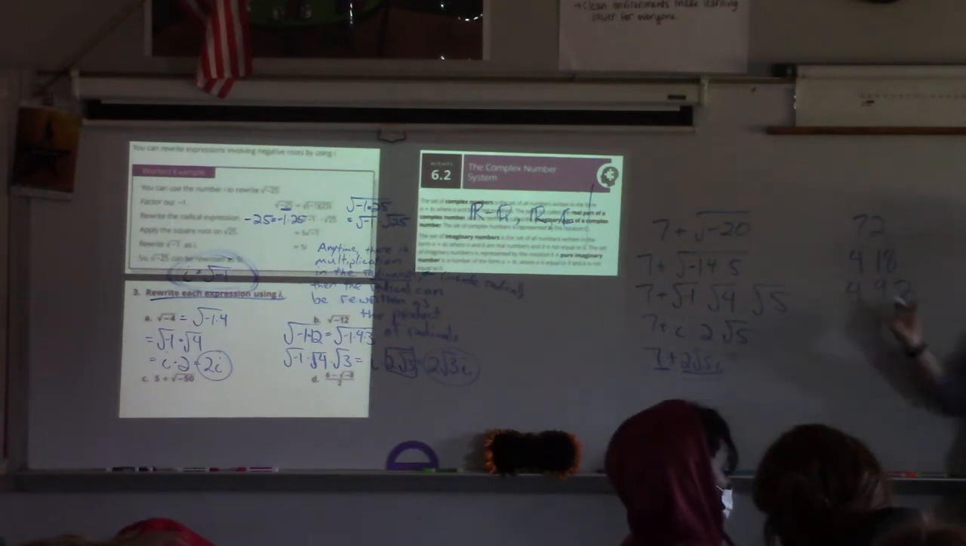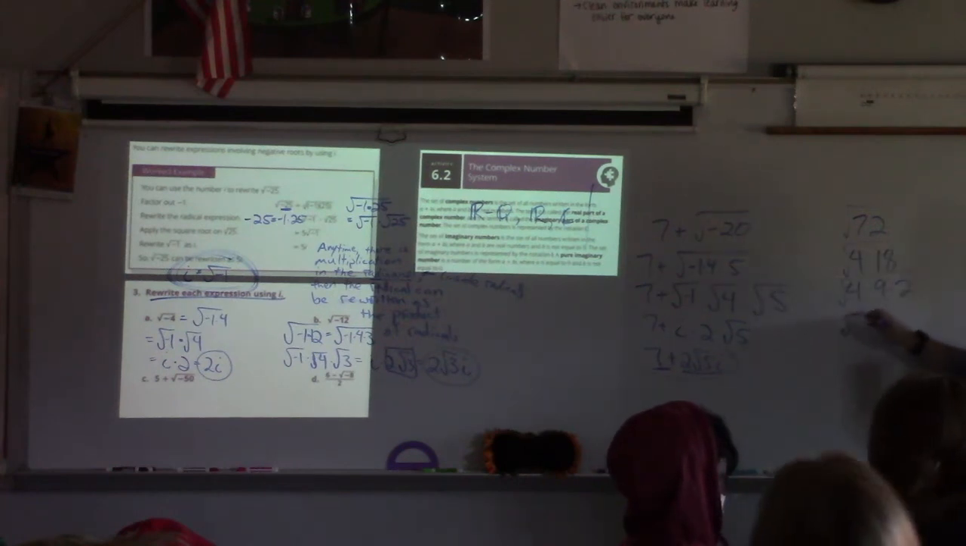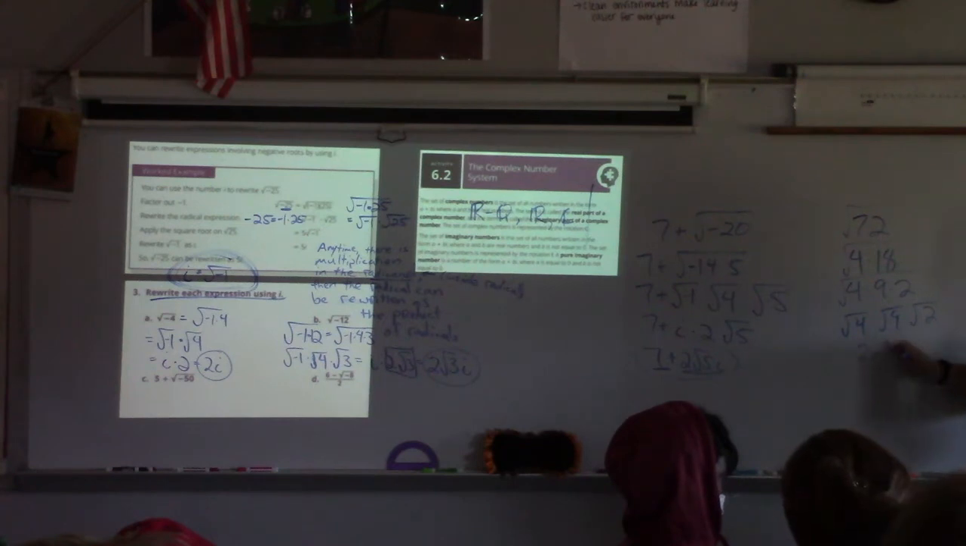Now it just happened that 4 and 9 both worked here. So I'll create another example in a second where it's not as easy as that, because you do need that other practice. But notice, if I was taking the square root of this, all I would do is the square root of 4 times the square root of 9 times the square root of 2. 2 times 3 times the square root of 2.